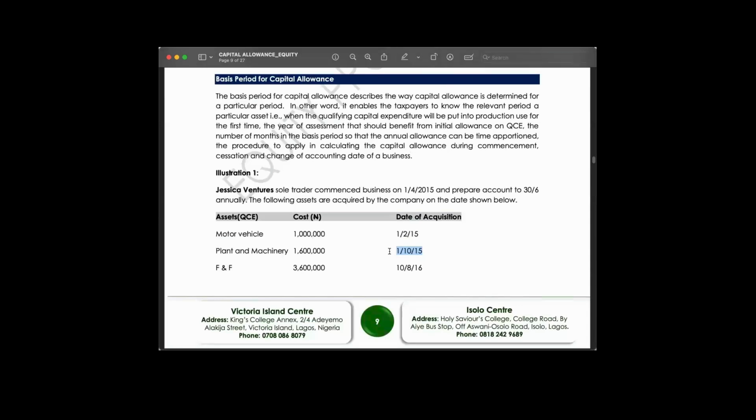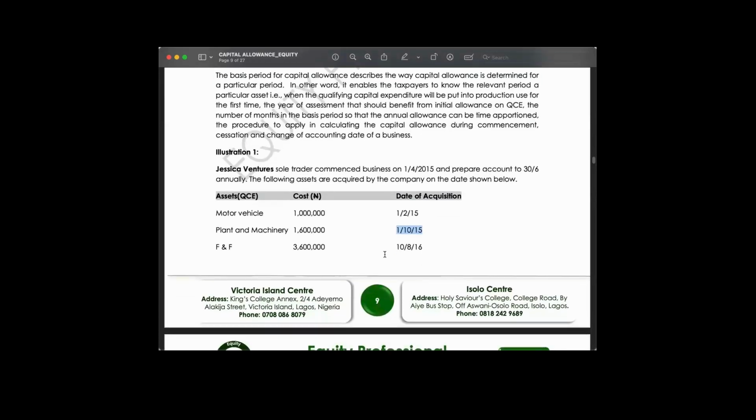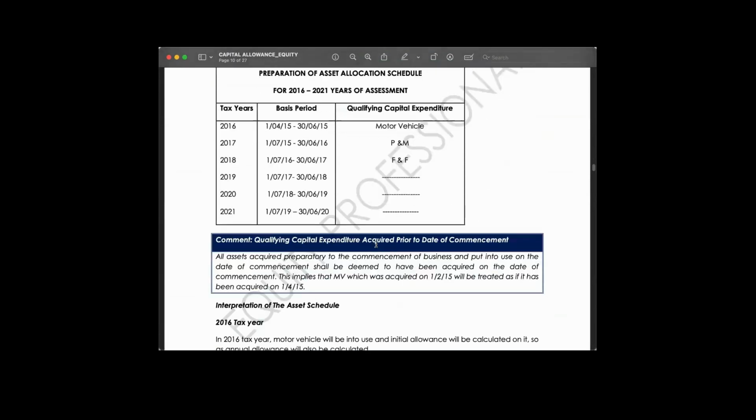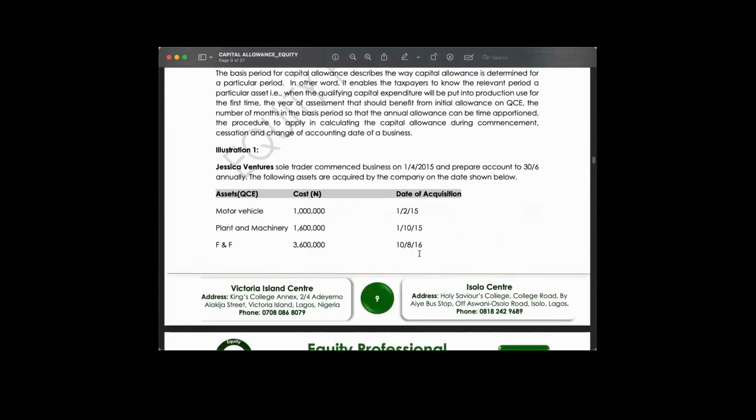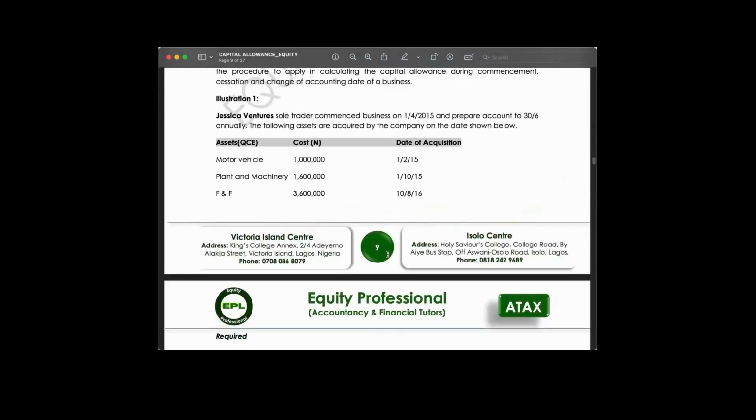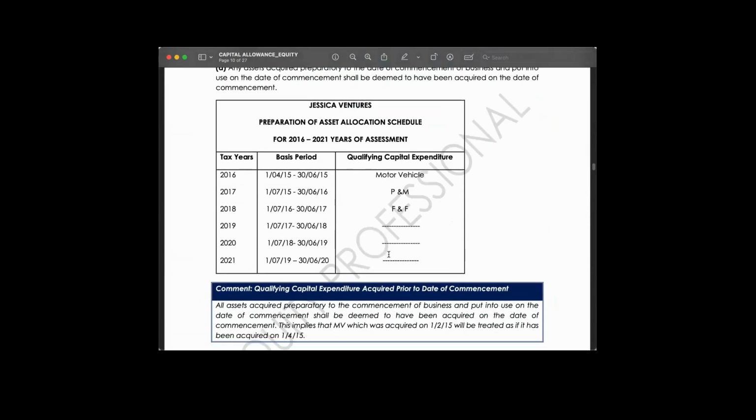2015. Where would it fall in our basis period? We'll go back to our basis period. According to our basis period, it will be second year. The next one was acquired 10/8/2016. I'll come back to my basis period. Where can I see 10/8? I can see it here. I put the figure there.